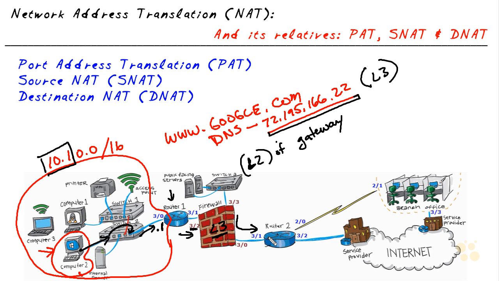So when R2 receives that frame, it de-encapsulates it and says, hey, the IP address this is going to is 72.195.166.22. That's not me, so I'm not going to continue de-encapsulating it and see what's in the payload, but what I can do is forward it in the direction it needs to go. And it would also then re-encapsulate and forward based on its routing table.